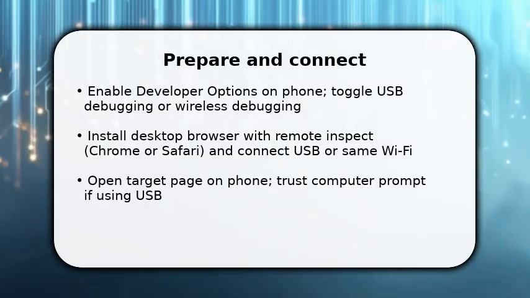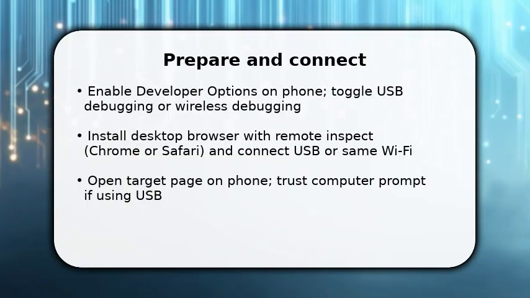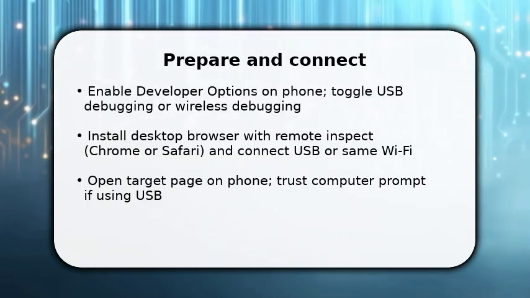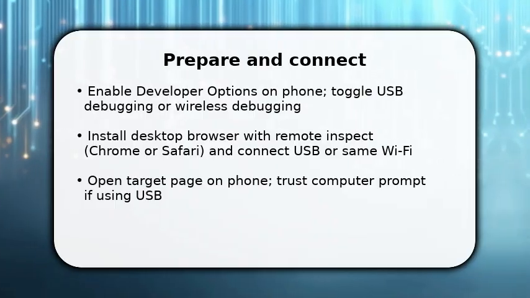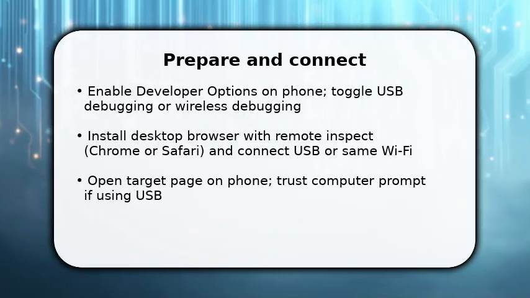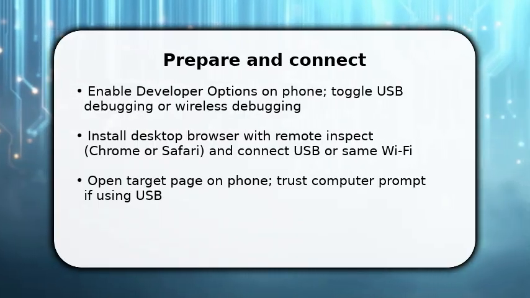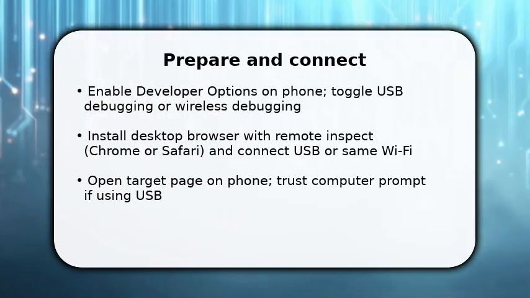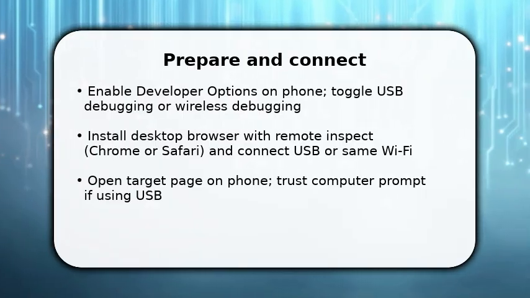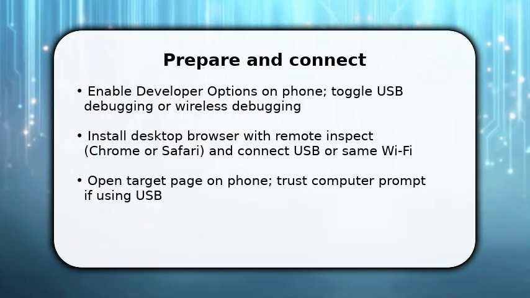You start by preparing both devices, enable developer options, and USB debugging on Android or enable Web Inspector on iOS. Then connect the phone to your computer via USB or set up wireless debugging on the same Wi-Fi. Open the page or app you want to inspect on the phone and accept any trust prompts. This allows your desktop browser to see the device.